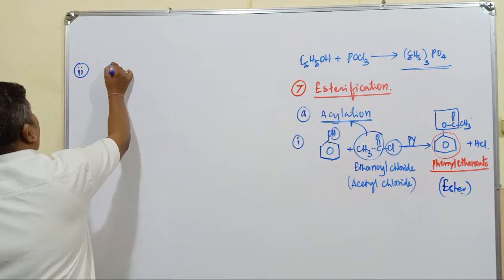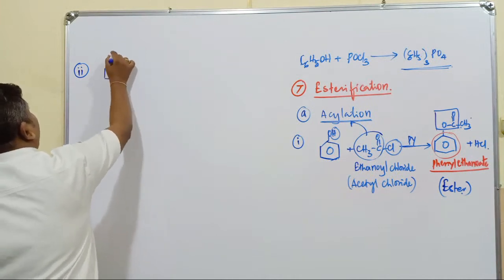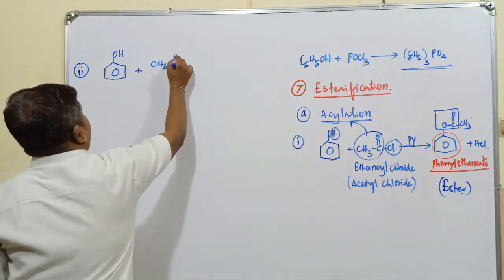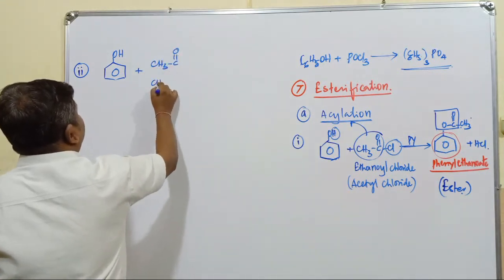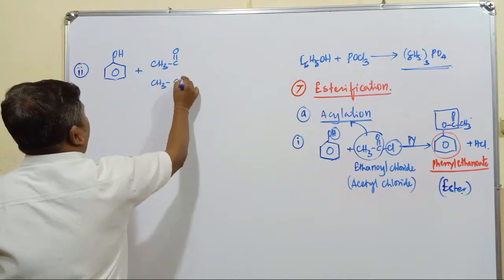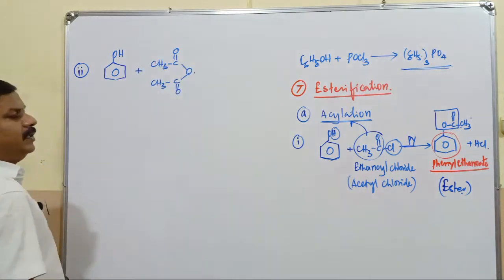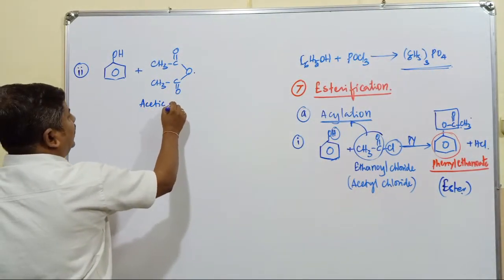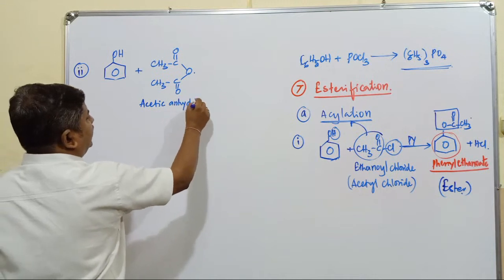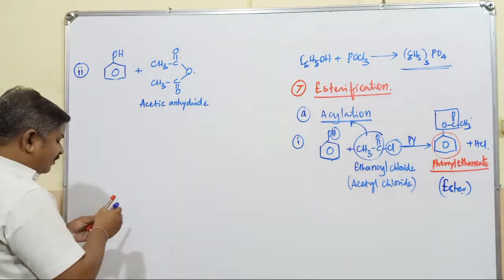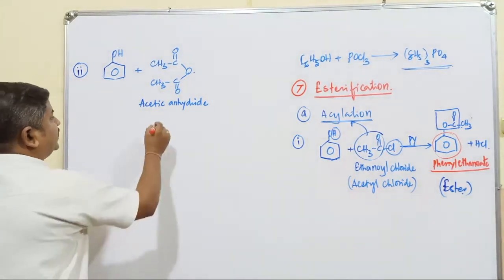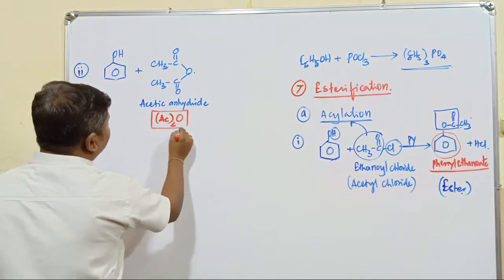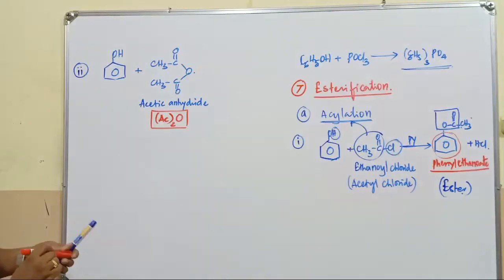Now, phenol is treated with concentrated CH3, C double bond O, CH3, C double bond O, with an oxygen in between. What's the name of this compound, students? It is acetic anhydride. Sometimes this compound is represented as Ac2O. This is the simple representation of acetic anhydride.